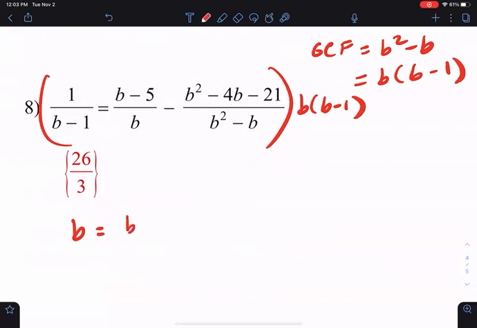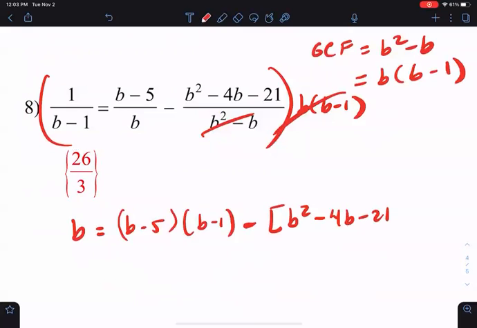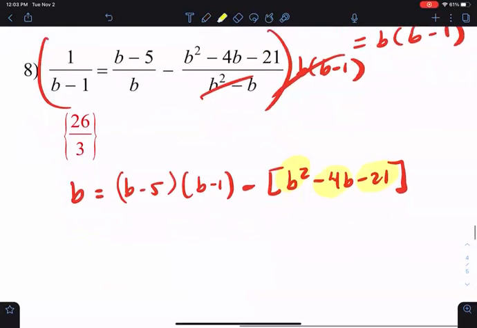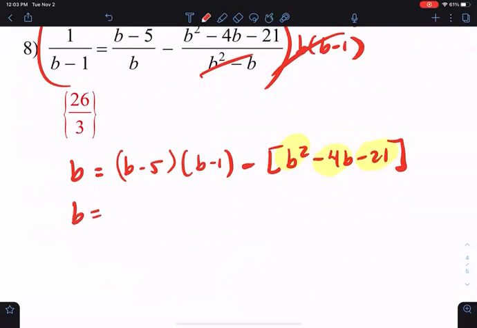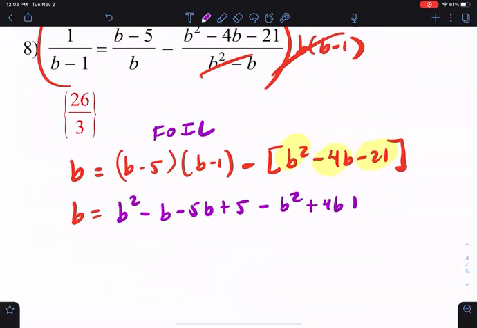Then we get b minus 5, b minus 1 here. And then here, these cancel entirely with this guy. So we get b squared minus 4b minus 21. Again, I'm putting the bracket because I need to distribute that sign 3 times to the terms inside this bracket, right? So now if we do this, we get b. Here I need to do FOIL. So this is going to be b squared minus b minus 5b plus 5. And then this is going to be negative b squared plus 4b plus 21.